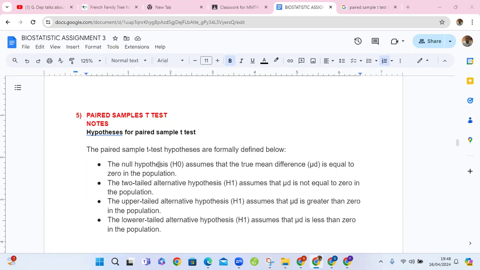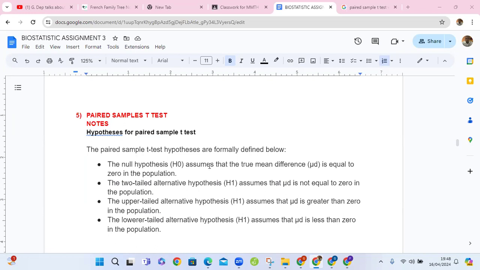The null hypothesis, represented by H0, assumes that the true mean difference, the difference between the means, is equal to 0 in the population. So it's a comparison between two means. And the null is saying that there is no difference between the means of whatever variable in the population.